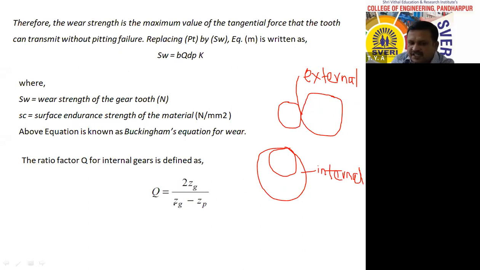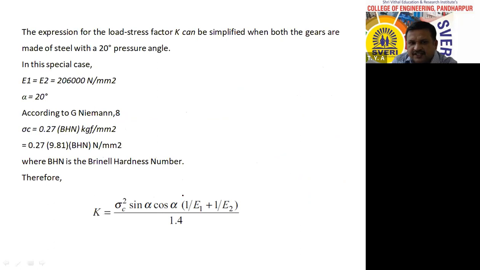Therefore, for an internal gear, Q is equal to 2 ZG divided by ZG minus ZP. For external gears, what is the value of Q? Q is equal to 2 ZG divided by ZG plus ZP. This is for external gear. The other value is for internal gear.